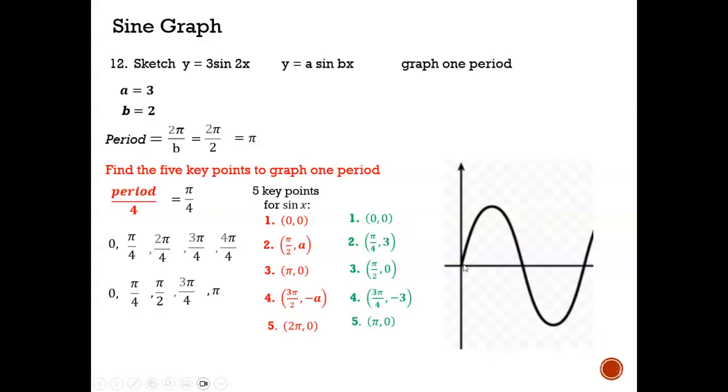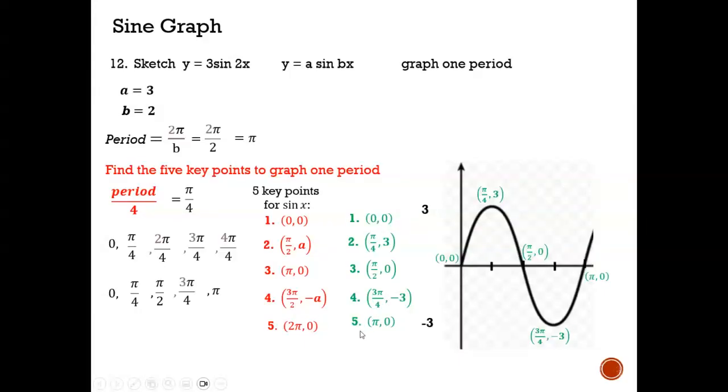So here's the graph. I'll show you all the points right here. We start at 0, 0, and then a is 3, so we go up to 3 and down 3. We start here at 0, 0. Our next key point would be our maximum, which is pi over 4 and 3. And then we're back at 0. That's our third key point, pi over 2 and 0. Then down to our minimum at negative 3, so 3 pi over 4 and negative 3. And then back up here to pi, 0.